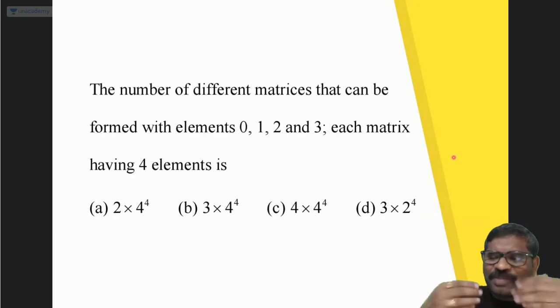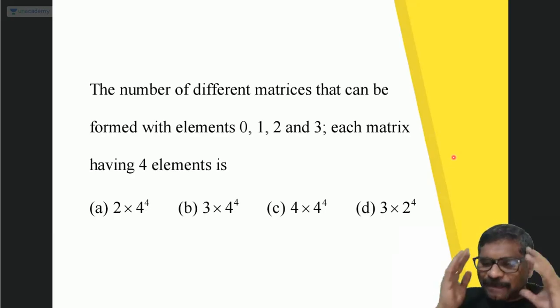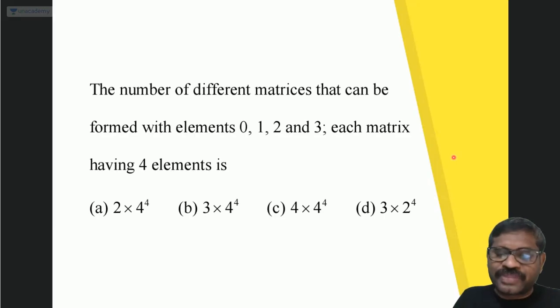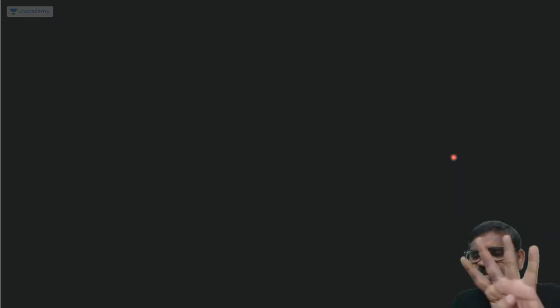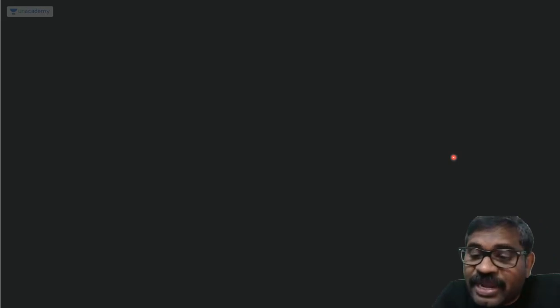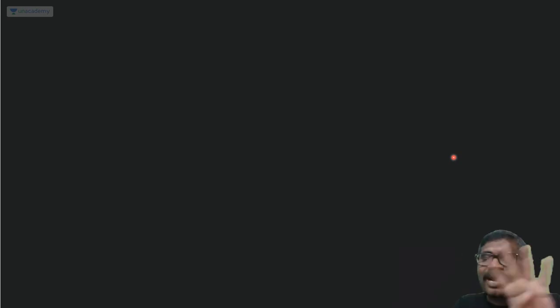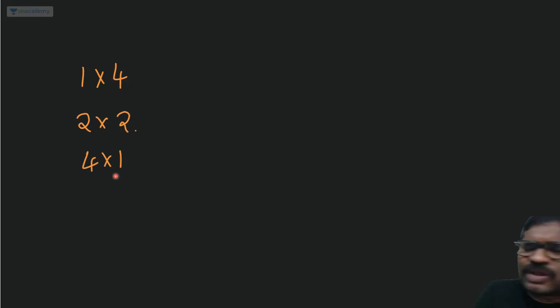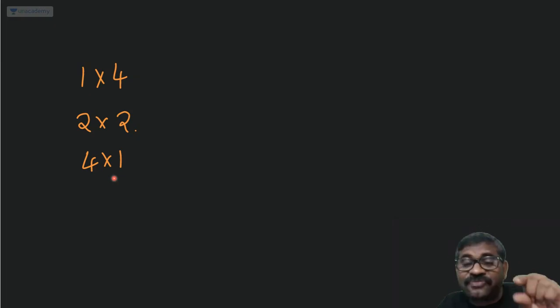Okay, writing matrices consumes time. That's why apply the logic. Simple logic you have. Observe. You have 4 entries. Yesterday I gave the definition. A set of mn numbers arranged in m rows and n columns is known as an m cross n matrix. Therefore, 4 elements can be arranged either in 1 cross 4 form or 2 cross 2 form or 4 cross 1 form. How many different ordered matrices you can generate?